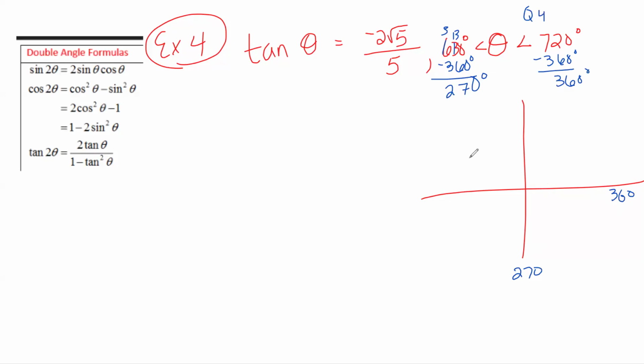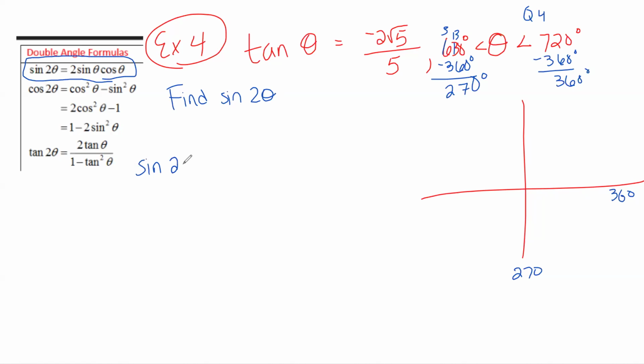We are allowed to do that. Just if it's too big or too small. Too big, subtract a circle. Too small, add a circle. And the question here is find sine 2 theta.